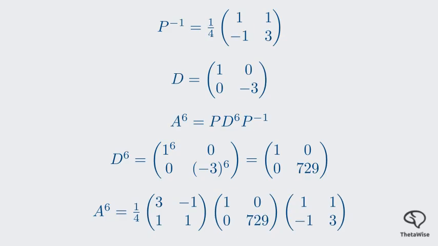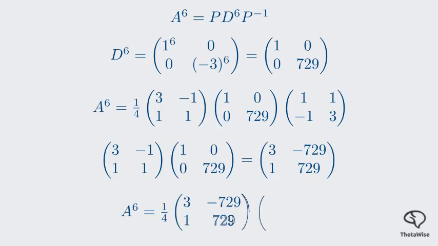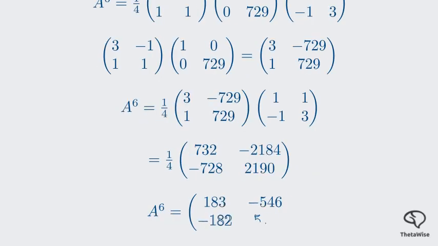Let's perform the multiplication. First, P times D to the 6 gives the matrix [3, 729; 1, 729]. Now we multiply that by the last matrix and the scalar 1 over 4. This gives 1 over 4 times the matrix [732, 2184; 728, 2190]. Dividing each entry by 4, we arrive at our final answer. A to the 6 equals [183, -546; -182, 547]. We have successfully found a high power of A without needing to do 6 matrix multiplications.